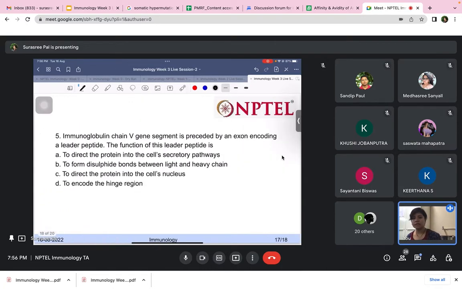Okay, moving on to the last question of today's session. Immunoglobulin chain V gene segment is preceded by an exon which encodes the leader peptide. What is the function of this leader peptide?